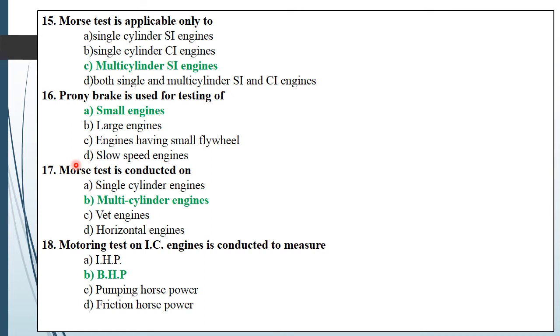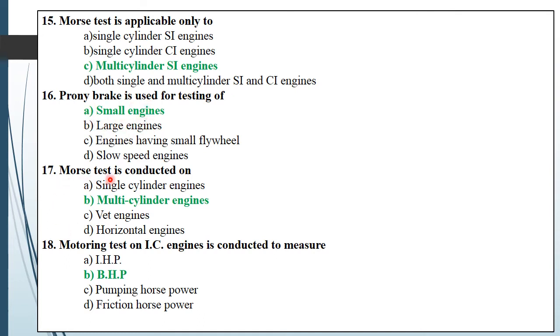For high speed engines, the problem with using the Prony brake is that the band brake shoes undergo grabbing and chattering. Therefore it is difficult to maintain a constant load, and because of that it does not give correct results for high speed engines. So the correct answer is small engines or low speed engines.